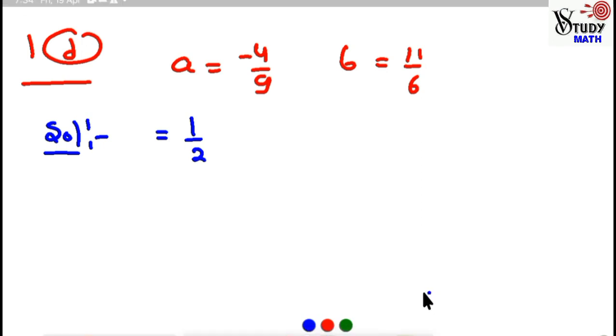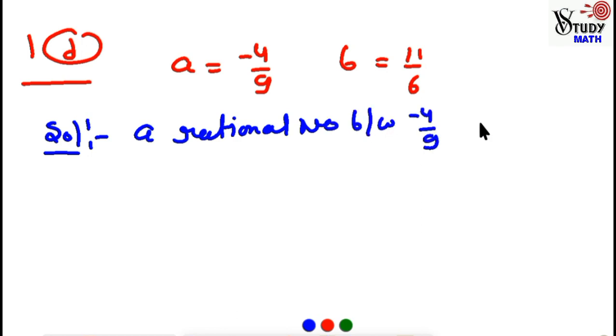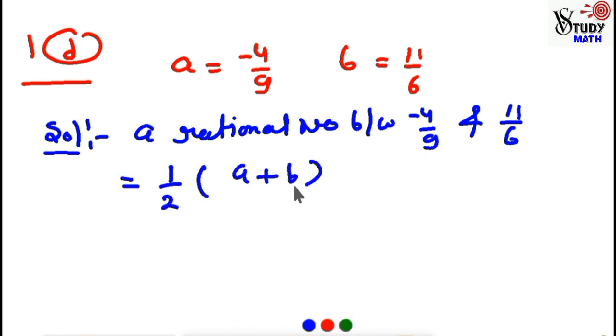Let's do this question in a proper way. Find a rational number between negative 4 by 9 and 11 by 6. So the formula will be 1 by 2 (a plus b). Now put the values: the value of a is negative 4 by 9 and b is positive 11 by 6.